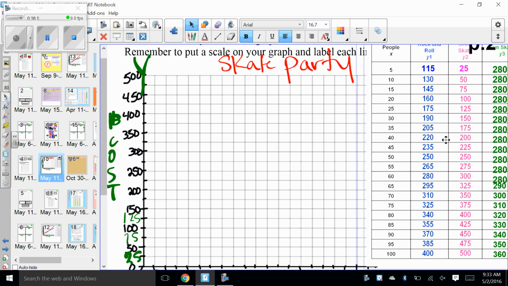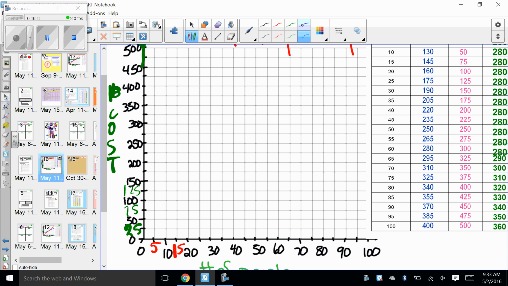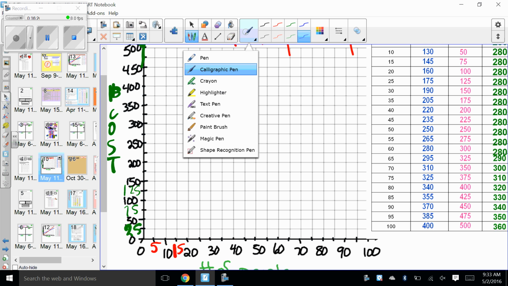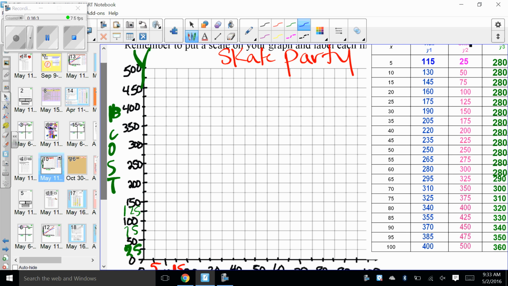All right, so let's start with Rock and Roll. I'm going to do all my graphing in blue. If you were able to color code, that'd be sweet. But if you can't, that's fine too. So as we graph in blue, I'm going to graph for that place called Rock and Roll. My first data point is at 5 people, $115.